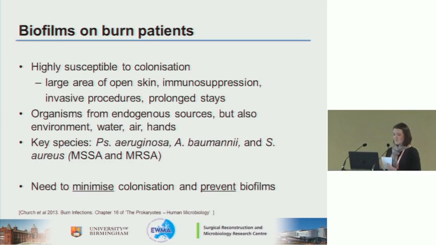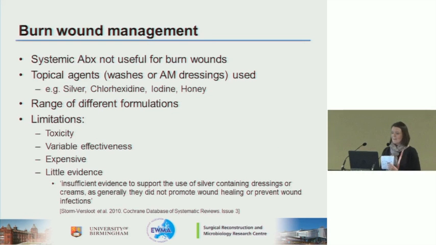So to manage biofilms in burns patients, we need to minimise the colonisation of the wound in the first place in order to prevent a biofilm from forming. It's much better to prevent biofilms in the first place than to treat them once they've occurred. In terms of how we manage burn wounds, systemic antibiotics aren't actually very useful, because research has shown that the antibiotic doesn't get to the area where it's needed, so it doesn't go to the surface of the burn wound.